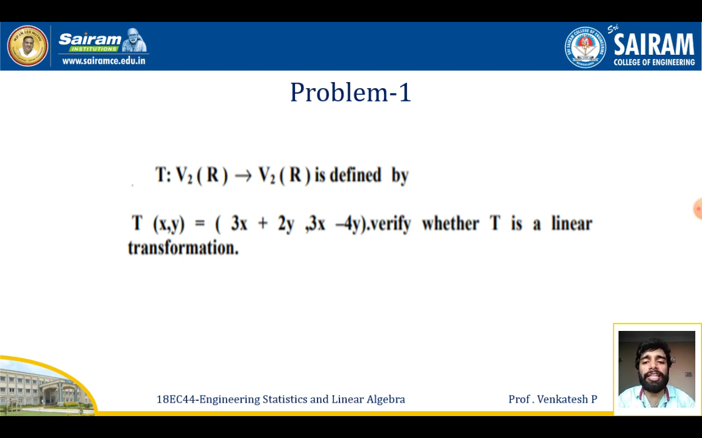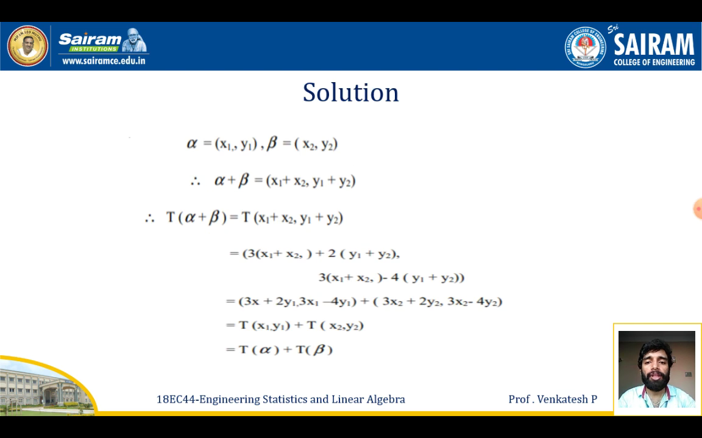To show that T is a linear transformation, we must have two conditions: T of alpha plus beta is equal to T of alpha plus T of beta, and T of C alpha must be equal to C into T alpha. These two we have to satisfy. First, let me consider two vectors alpha and beta. Alpha is equal to x1 comma y1 and beta is equal to x2 comma y2. Let me add alpha plus beta first. After adding, I will get x1 comma y1 plus x2 comma y2, which is equal to x1 plus x2 comma y1 plus y2.